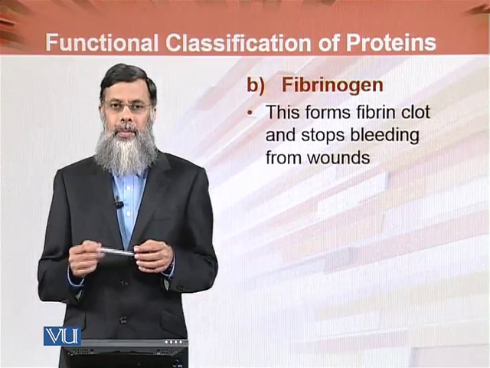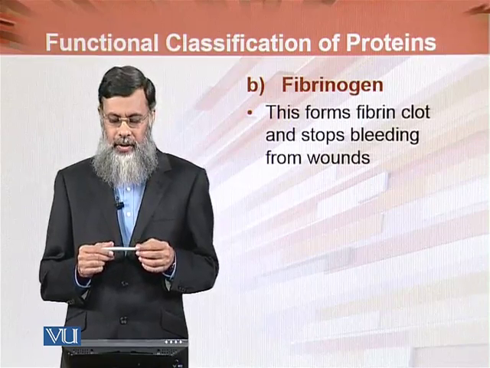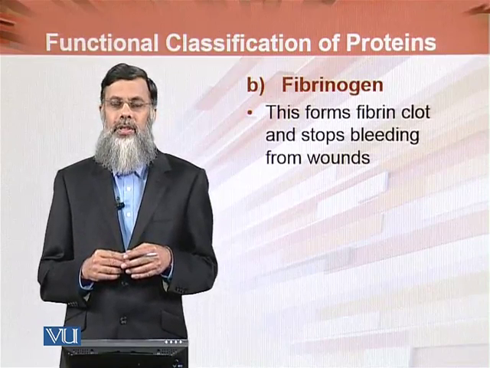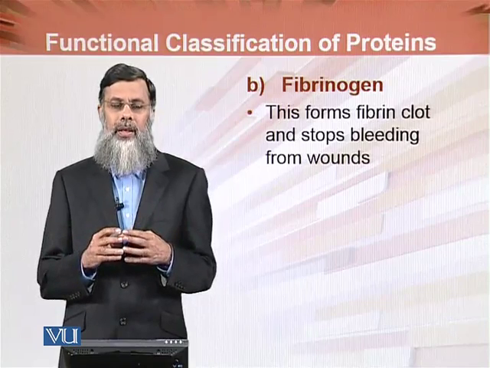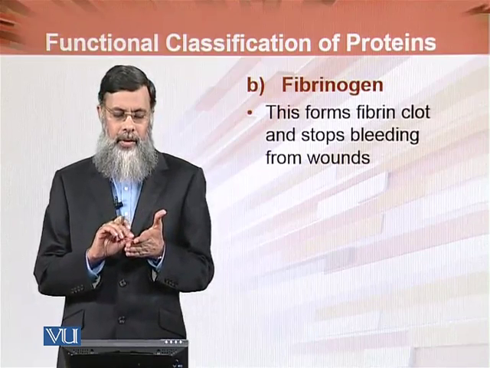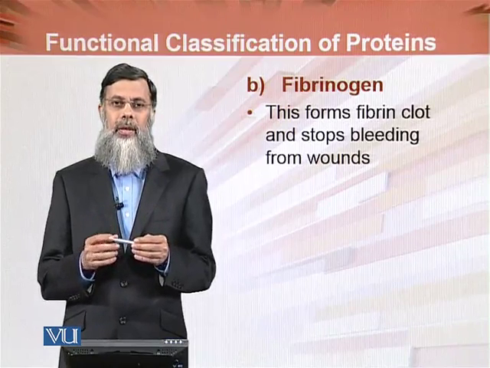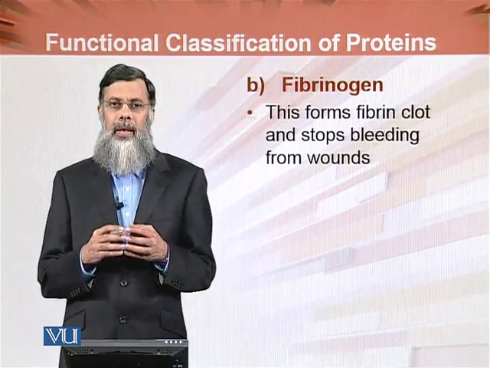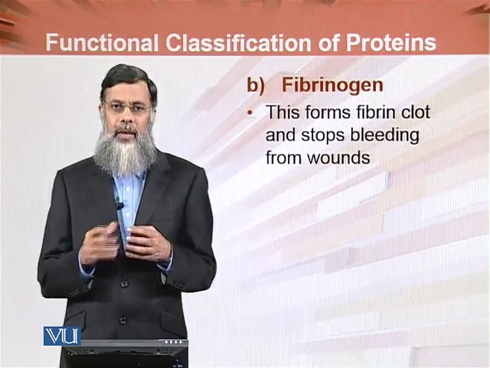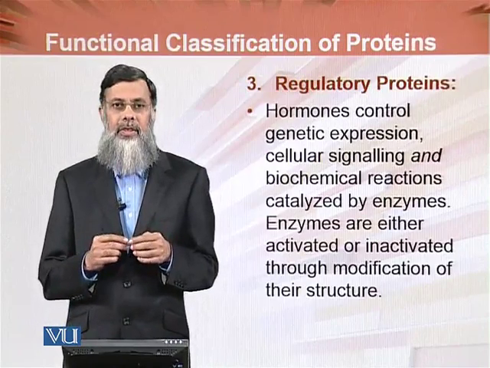Next subclass of this functional classification is fibrinogen. Fibrinogen is also a protein. This forms fibrin clot and stops bleeding from the wounds. Whenever a wound occurs on our skin or internally anywhere, we see that the wound is bleeding, and ultimately a plug forms over it. That plug is called a clot, and this clot is composed of fibrinogen and many other tissue factors. So the fibrinogen in it is a protein, and it is classified in the functional classification of proteins.